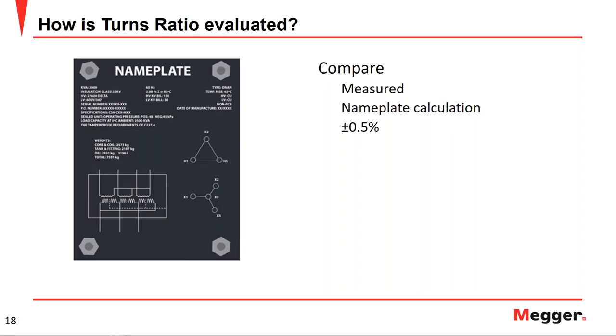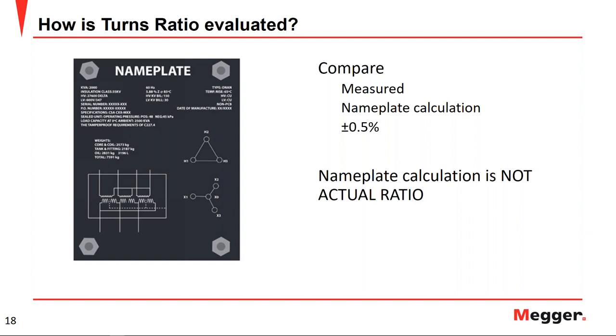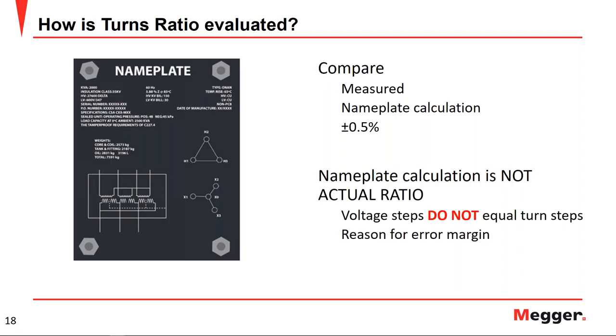One thing that I want to note here is that the nameplate calculation is not the actual ratio of the transformer itself. In one of the first few slides, I told you that the turns ratio was the number of primary turns over the number of secondary turns. That is the actual turns ratio of the transformer, but that is not what is put on the nameplate. What is put on the nameplate is the voltage that the transformer is going to operate at. And those voltage steps do not equal the turn steps within the transformer. And that is why that plus or minus 0.5% error is allowed. That's the reason for that error margin.